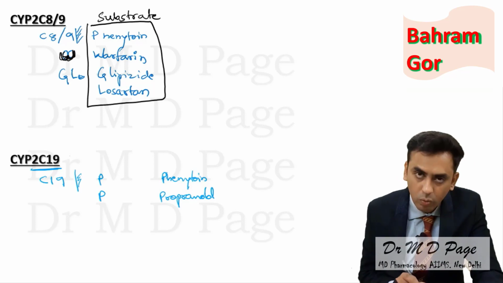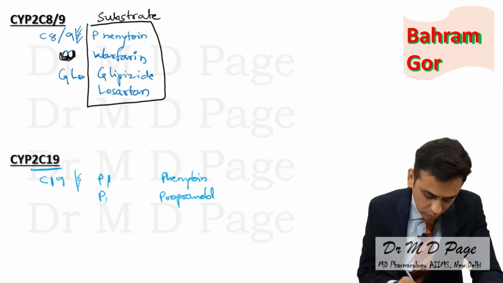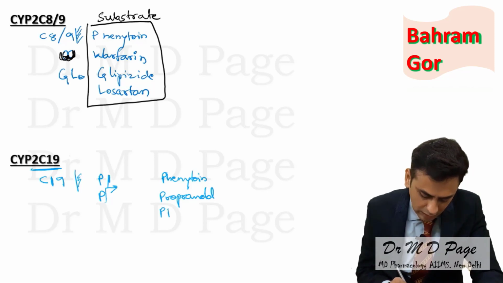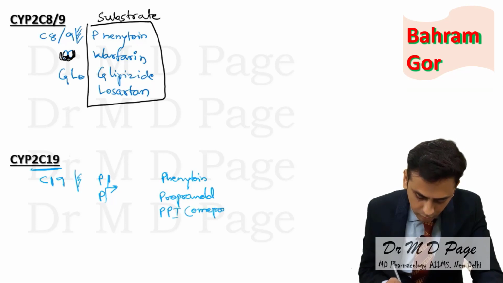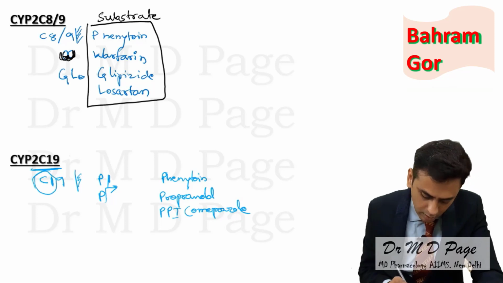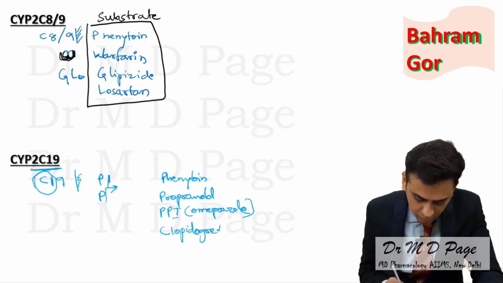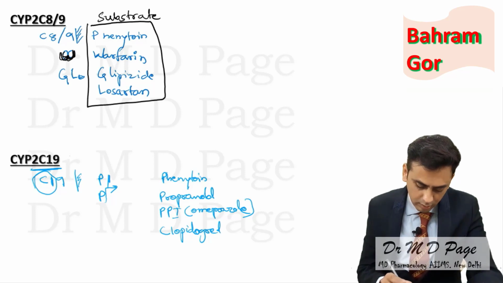Now, P, you wrote one more P. If you see this one, this will look like I. So combine this, PPI, that is omeprazole. This is also a substrate. Again, C on this name. This looks like Cl, C for Cl, clopidogrel. So not very difficult to remember these substrates. So these are its substrates.